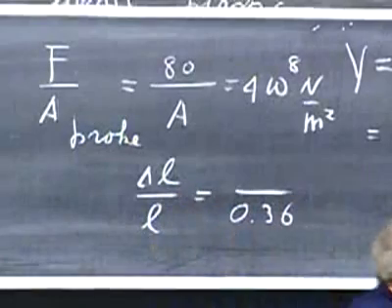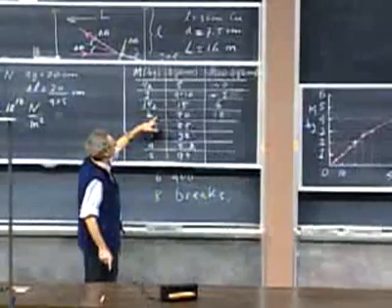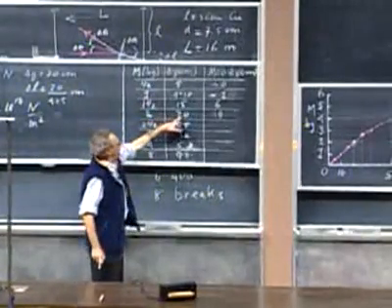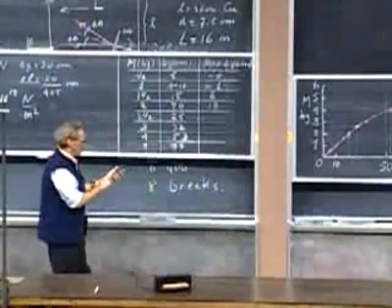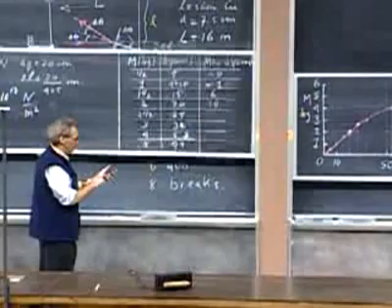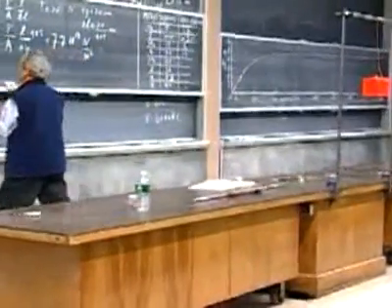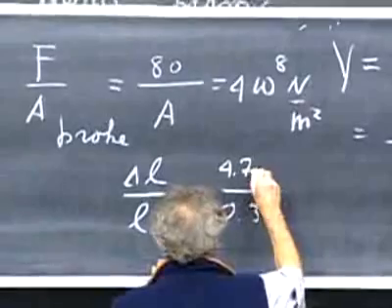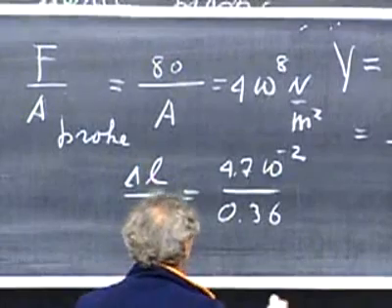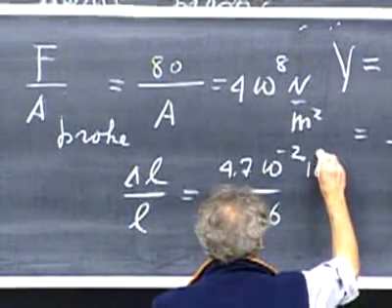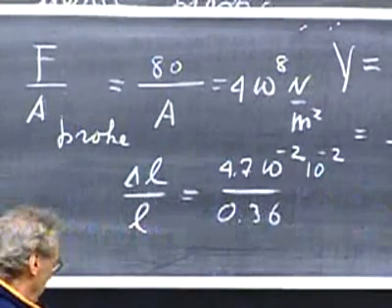And when we take the case where we reach the end of the Hooke's law parameter space, we have a delta L which is 425 times lower than this. So we have 20 divided by 425, and that is 4.7 times 10 to the minus 2, but that is in terms of centimeters, and we want it in terms of meters, so we have to multiply by another factor 10 to the minus 2.